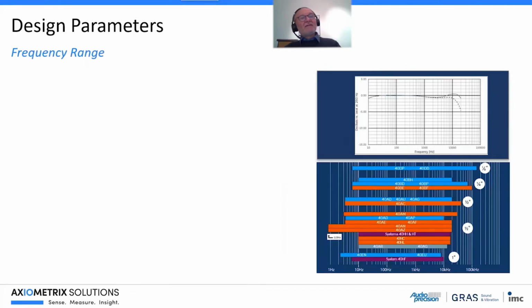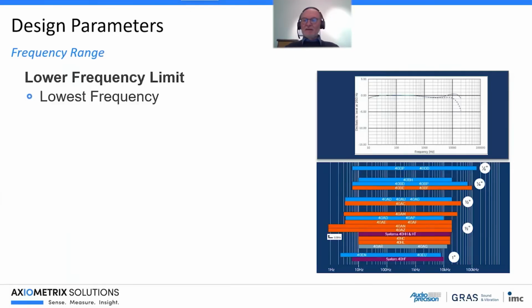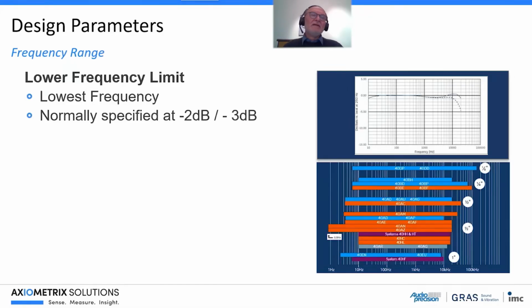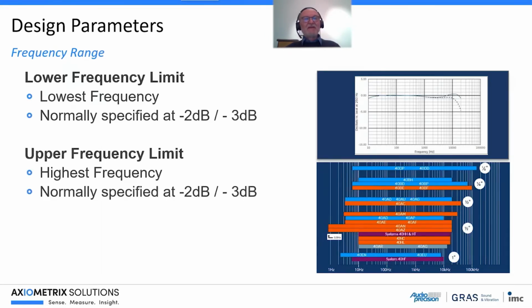If we look at the frequency range for a microphone, then the frequency range is normally described by a lower frequency cutoff. The lowest frequency is normally specified at -2 or -3 dB. And at the other end, we have the upper frequency limit, the highest frequency, also normally specified at -2 or -3 dB.